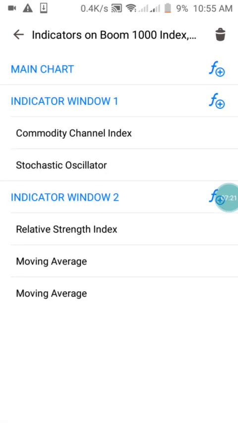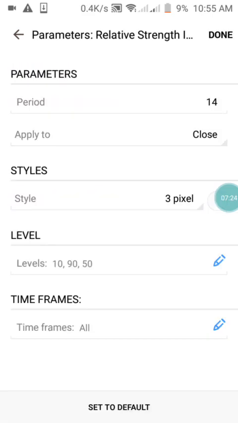Then we move to indicator window 2, where we have our relative strength index. We have the period of 14, and we have apply to close, and we have style as our background color. We don't want it to show either, we want it to remain blank, not to affect our chart. And also we have our levels, we have the level of 10, we have the 90, we have the 50. So you can set your 50 as your take profit level.